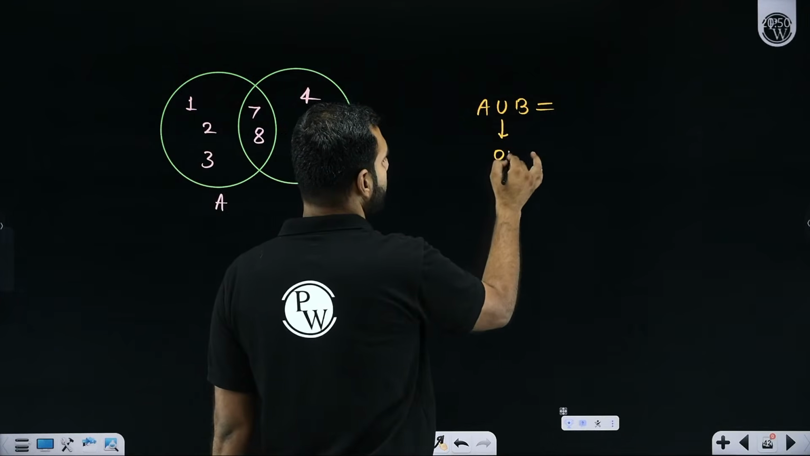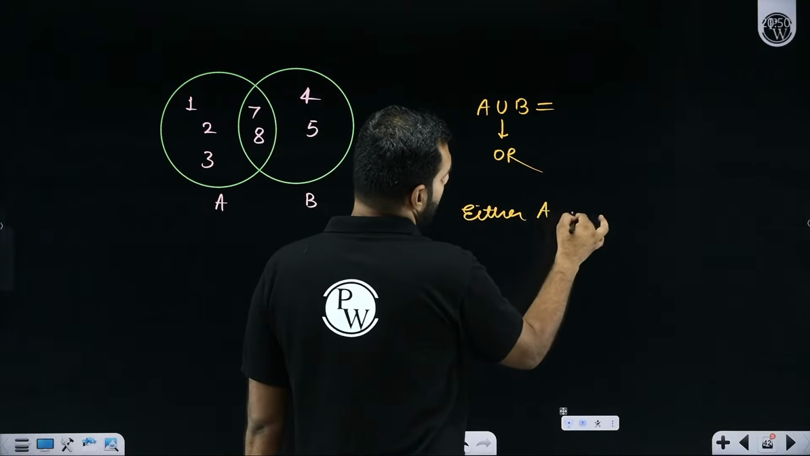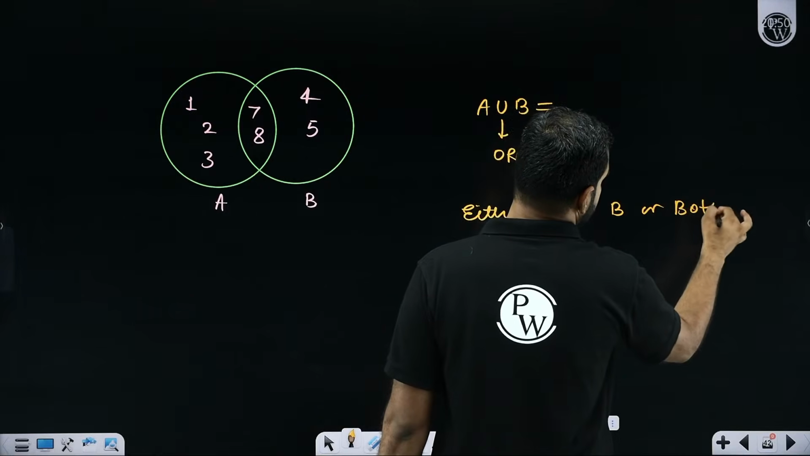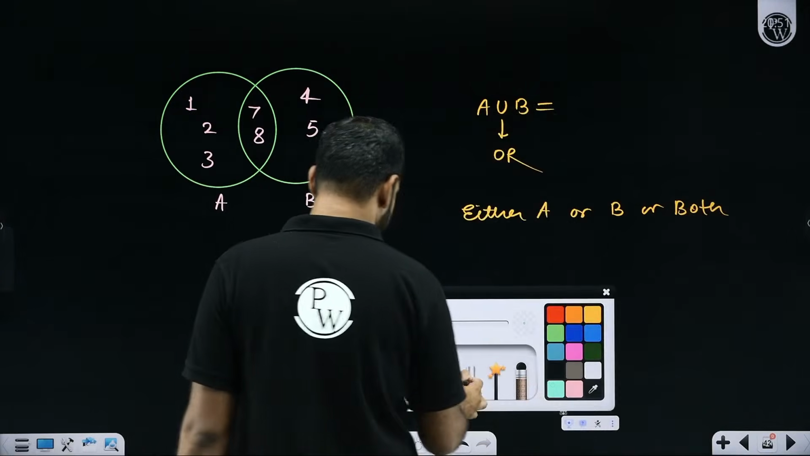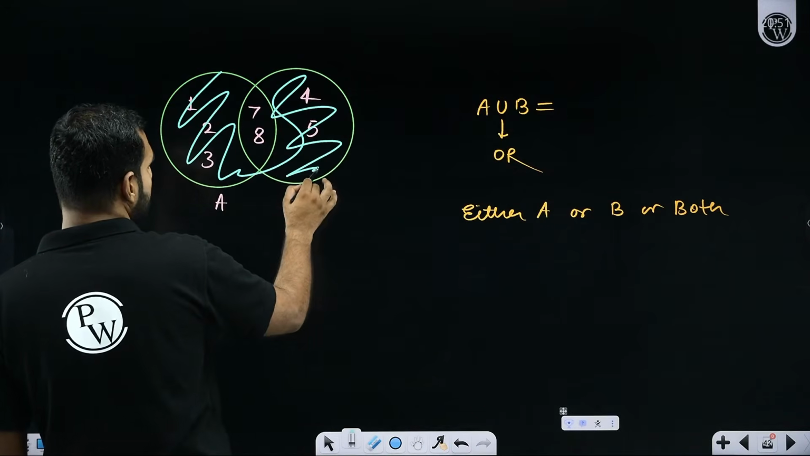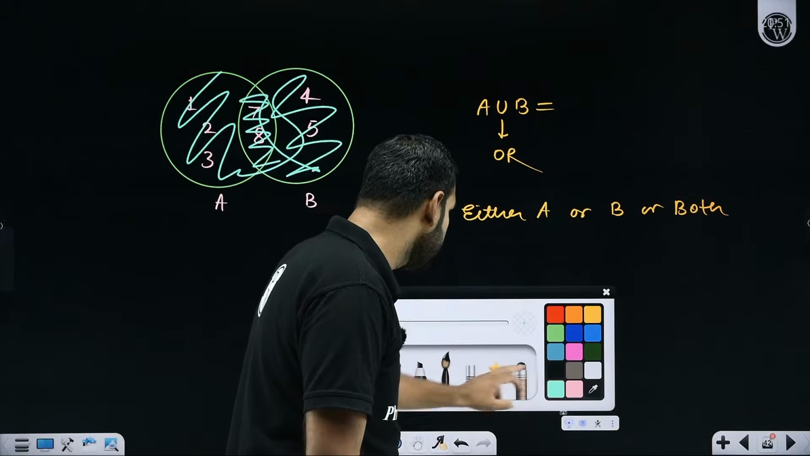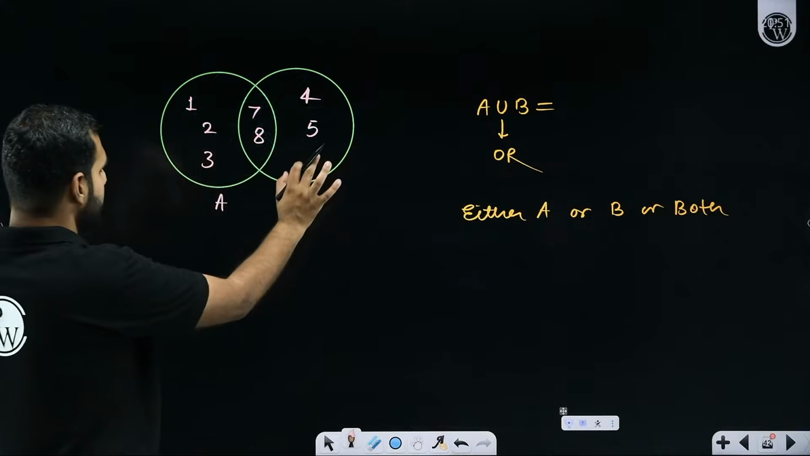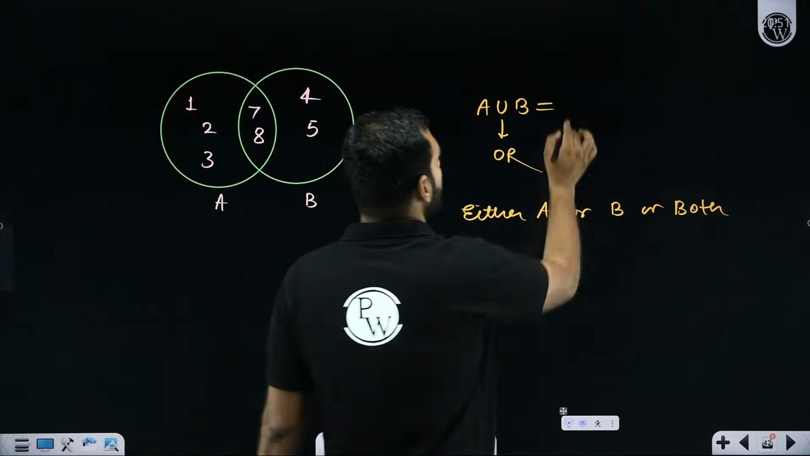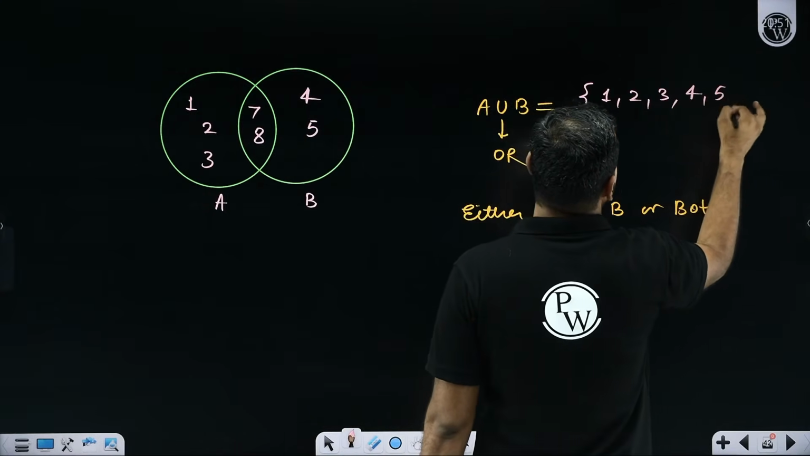Union means OR. It means either A or B or both. Mathematically, it means that. Either A only or B only, and this means A and B both. So I hope you're realizing union means take everything. So A union B means 1, 2, 3, 4, 5, 7, 8. If I want to write it, it will be 1, 2, 3, 4, 5, and 7, 8.